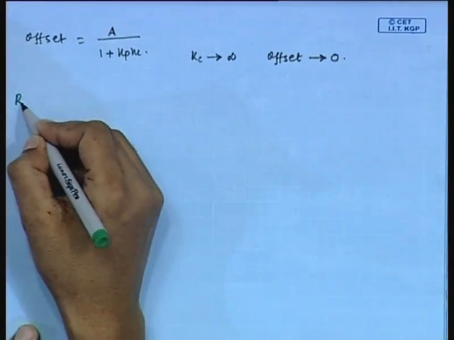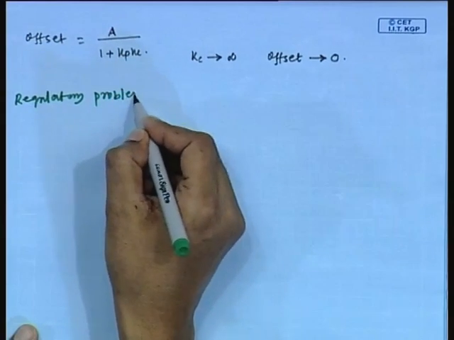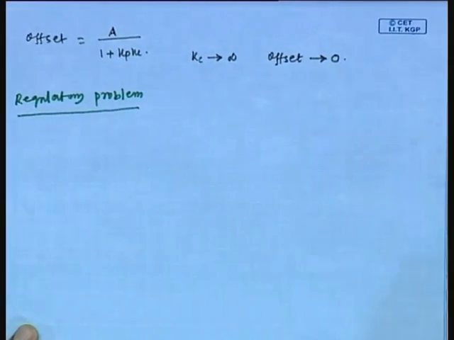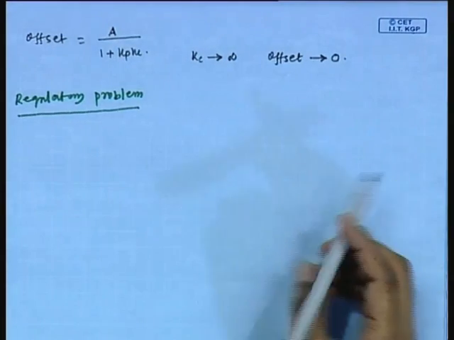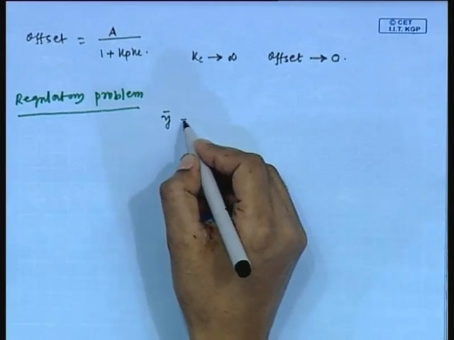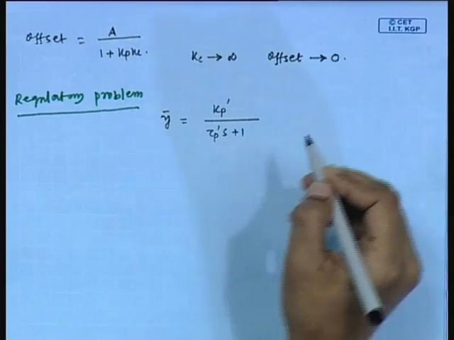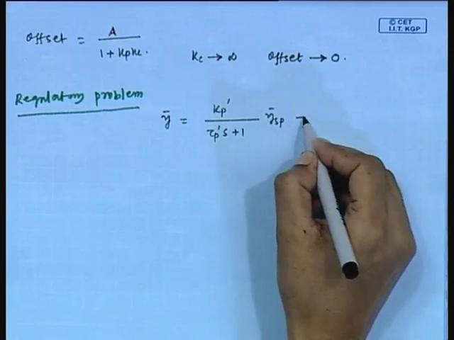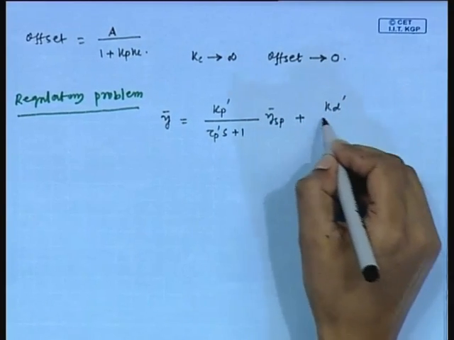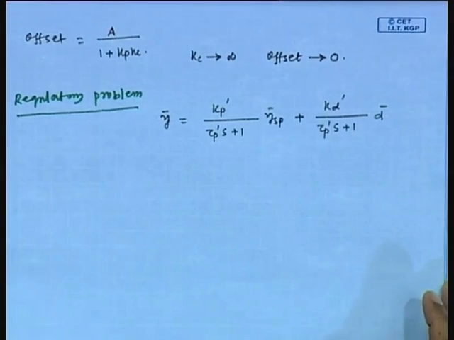Next, we will consider the regulatory test. Next, we will discuss the regulatory problem. So, our closed loop transfer function for the first order system under P-only control is y bar = K_p'/(tau_p' s + 1) y set point bar + K_d'/(tau_p' s + 1) d bar. This is the closed loop transfer function for the first order system under P-only control.